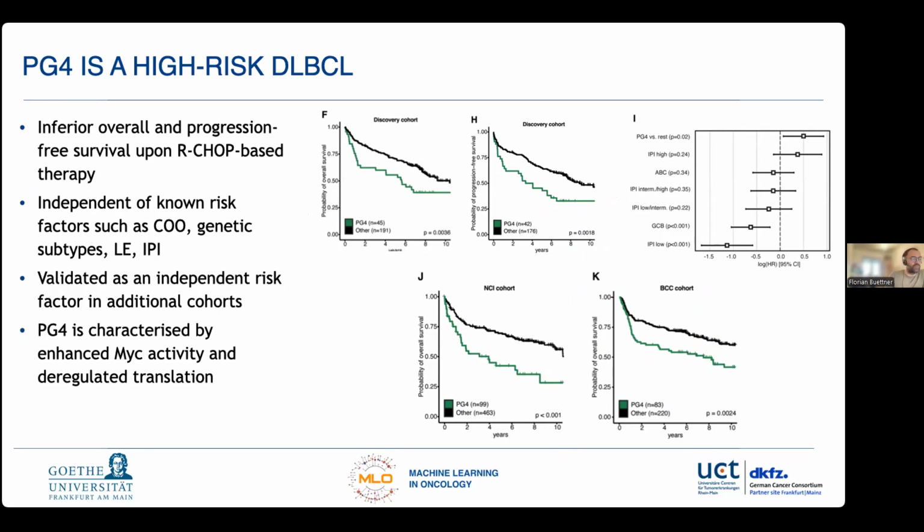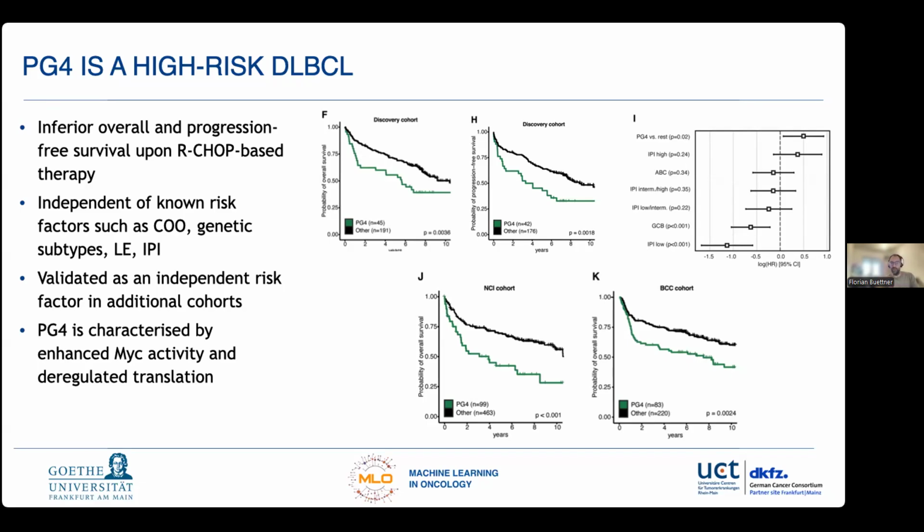So when we performed survival analysis, we found that it had inferior overall and progression-free survival upon R-CHOP-based therapy. And importantly, it was independent of known risk factors such as cell of origin, genetic subtypes, lymphoma ecotyper, and IPI risk factors. One reason for that is that it's actually by design, because we removed these known risk factors before we fit our UMAP and performed our clustering on the remaining latent space. We validated this as an independent risk factor also in several additional external cohorts.